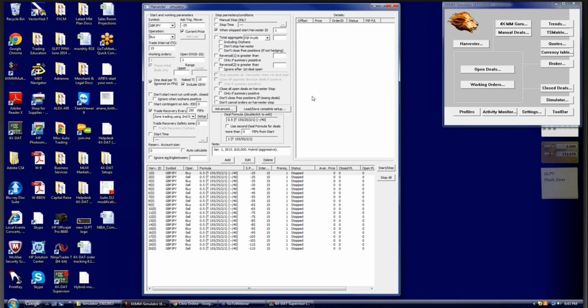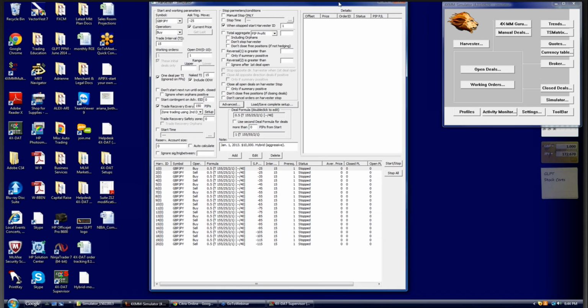Now, by the way, we have a library of these setups or these strategies. So all you have to do, those of you listening, is basically request a particular strategy, and we will send you the software with it, or we will just upload it into the harvester window for you. It takes about 30 seconds or so.